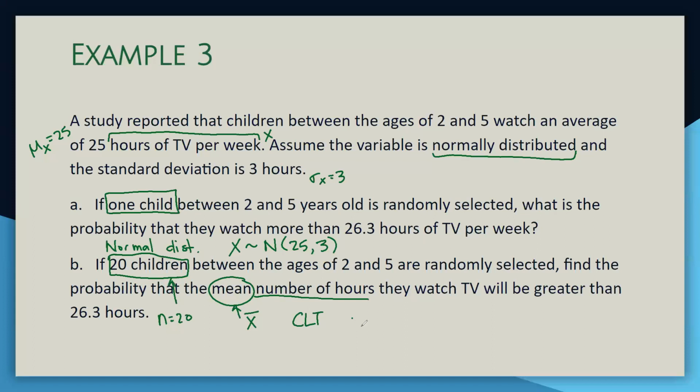And for the central limit theorem, we know that the distribution of sample means should be normal with the same mean as the raw data and a standard deviation that is the raw data standard deviation divided by the square root of the sample size.